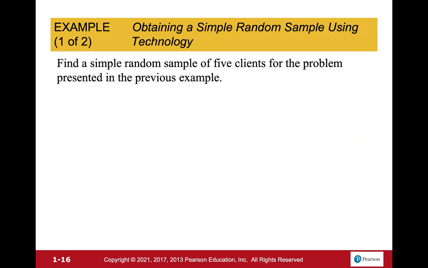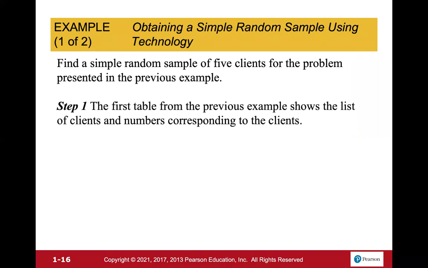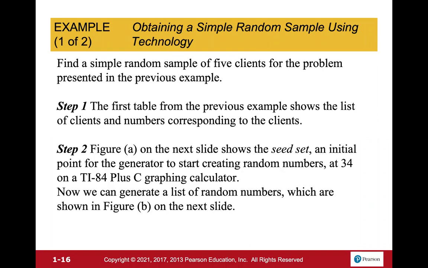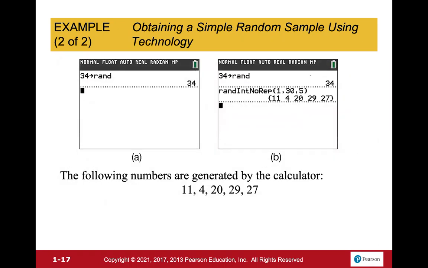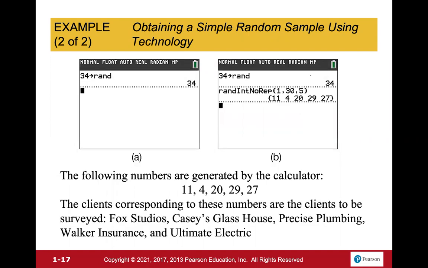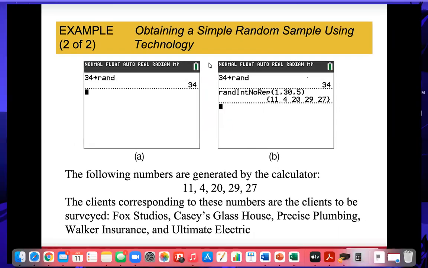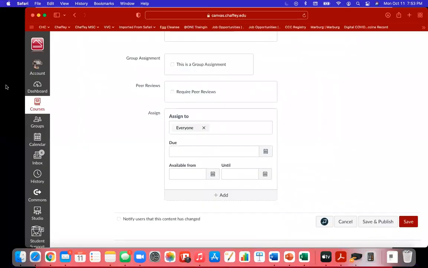All right, next, find a simple random sample of 5 clients from the problem presented in the previous slide. So 1, the first table from the previous slide example shows the list of the clients and the numbers corresponding to the clients. 2, figure A on the next slide shows the seed set, an initial point for the generator creating random numbers, on a TI-84 Plus graphing calculator. We could skip this.